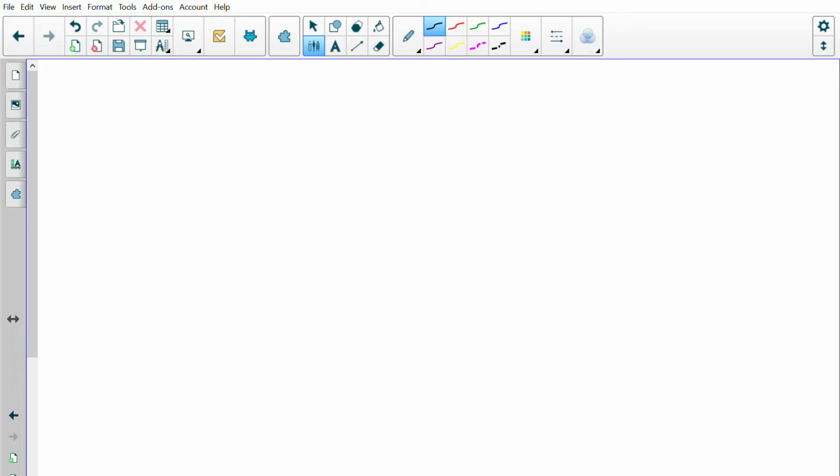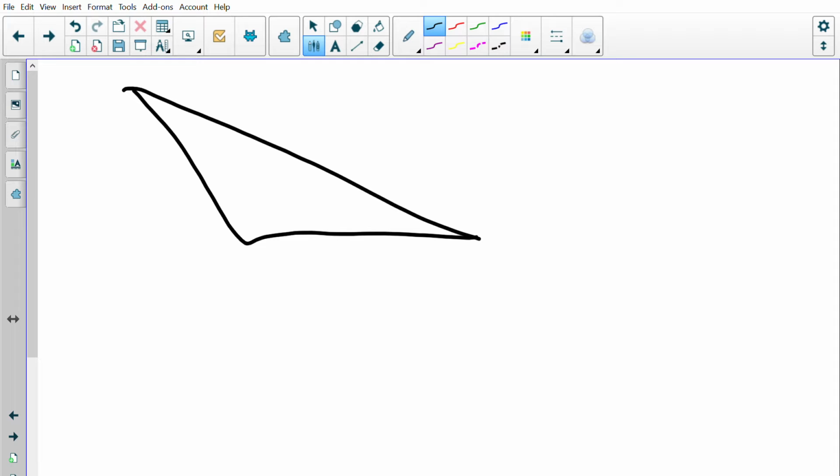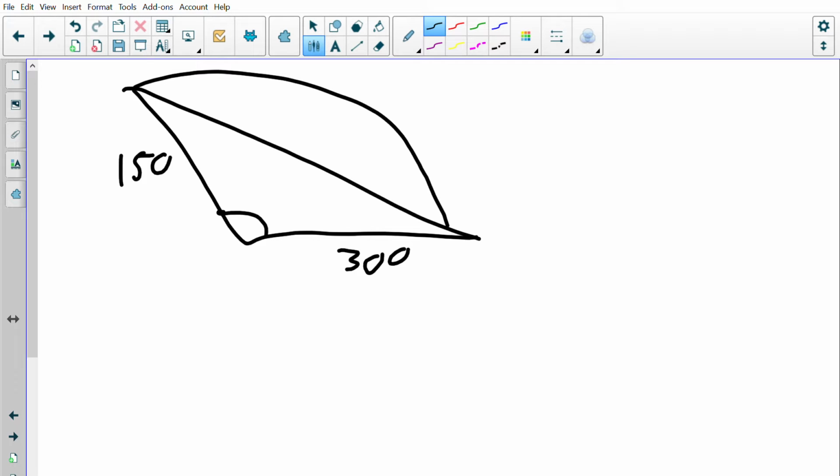So this is where trigonometry identities come in. They say, hey, here's a triangle. I can measure this length of 300. I can measure this length of 150. And then I can plug into a formula to figure out this angle. As soon as I find out the angle in degrees, then I can convert it into radians. And then I can find that curvature.